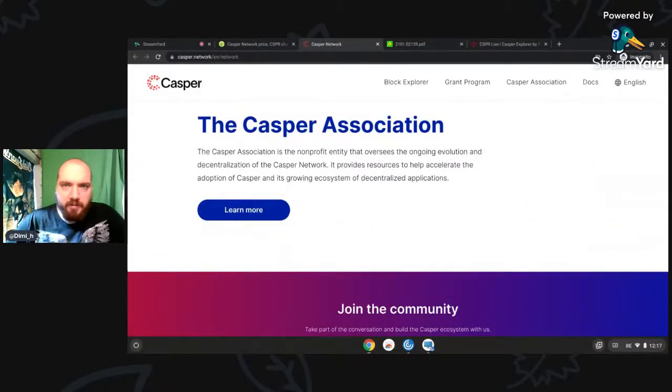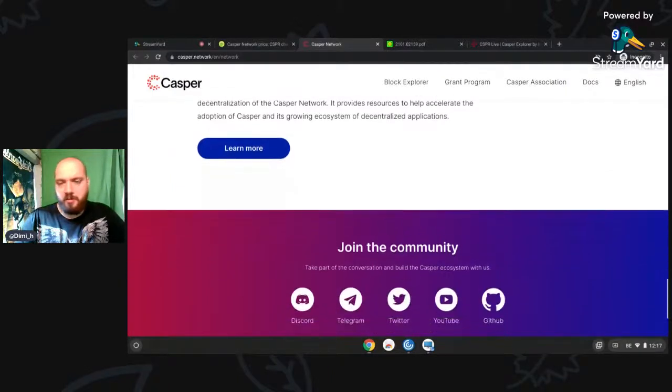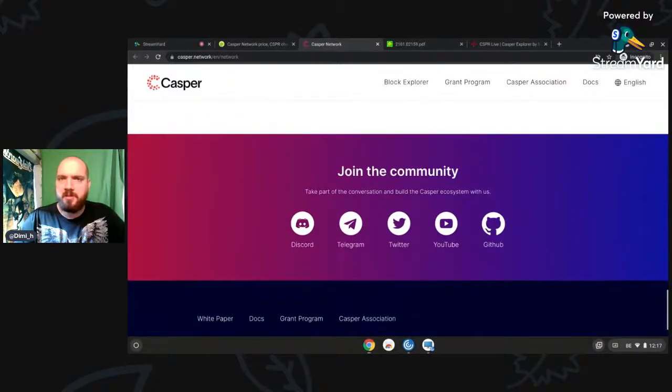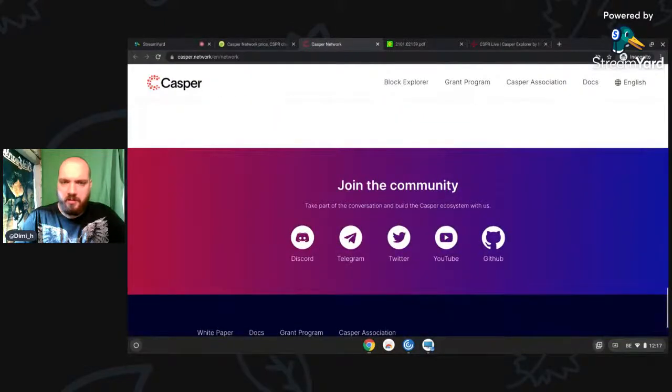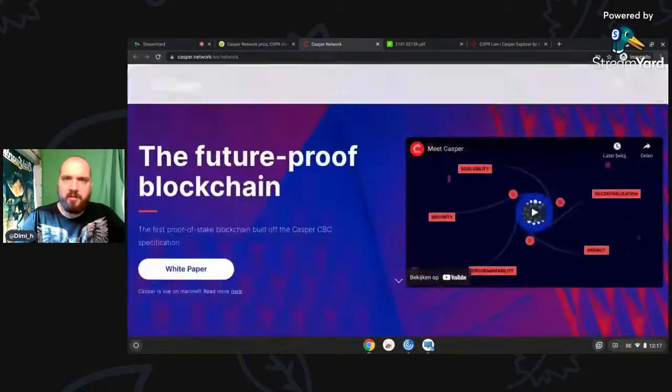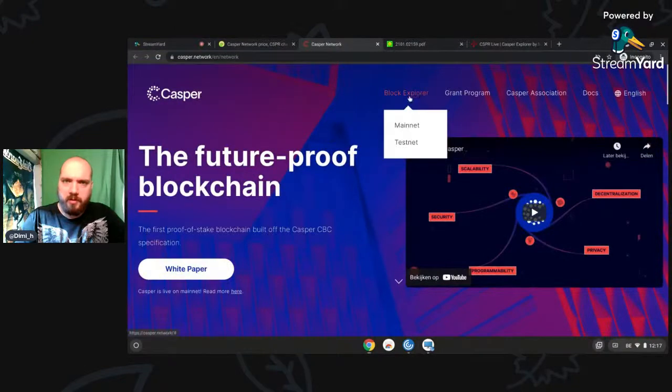There is ongoing evolution and decentralization on the Casper network. It provides resources to help accelerate the adoption of Casper and its growing ecosystem of decentralized applications. So yeah, that's development, Discord, Telegram, Twitter, YouTube, GitHub. I tend to like Discord quite a lot. More on the communities later. I'm going to get back up.